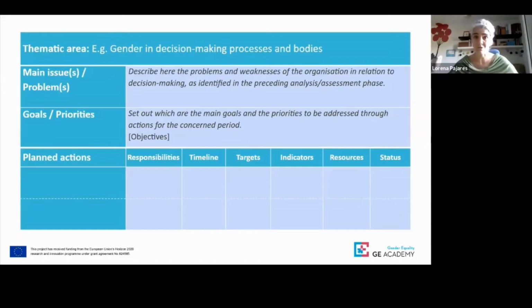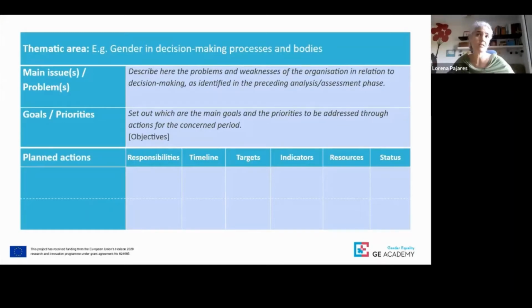Which is what we are talking about now, implementation. So this is a key aspect, because it will allow us to measure change over time and to make aspects like gender bias and inequalities more visible over time and in the longer term.